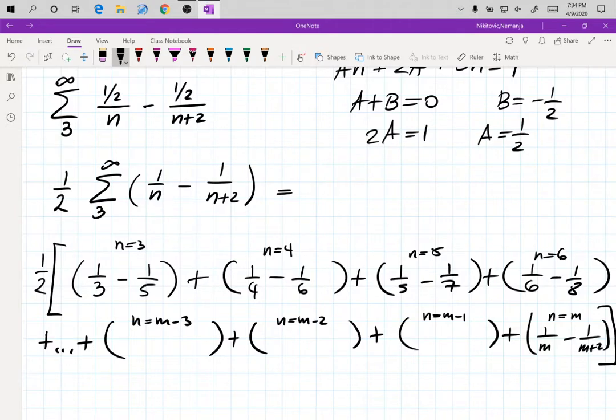Now take away 1 for the next one. 1 over m minus 1 minus 1 over m plus 1. 1 over m minus 2 minus 1 over m. 1 over m minus 3 minus 1 over m minus 1. Right, so you keep subtracting 1 as you move to the left.